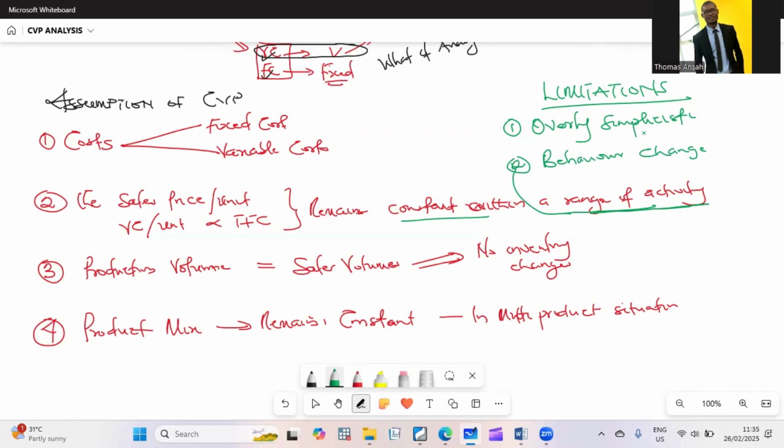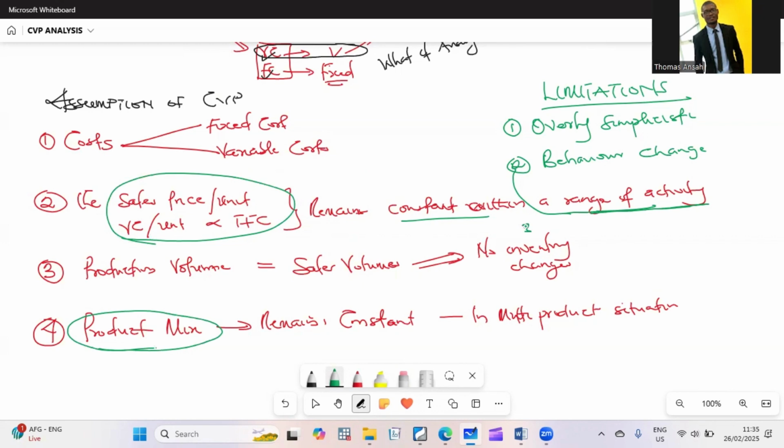Then you also see that in CVP we'll be doing multi-product and single product. The truth is that for multi-product firms, determining a sales mix or a product mix that is constant is also a limitation. And the last thing is these variables remaining static. Variables don't remain static. So these are the limitations.